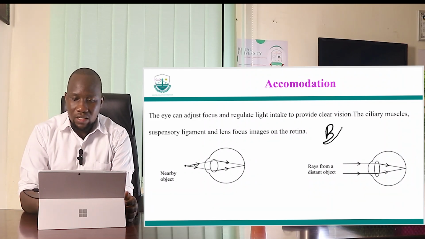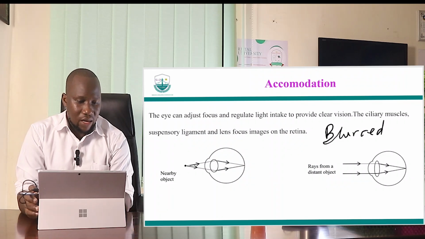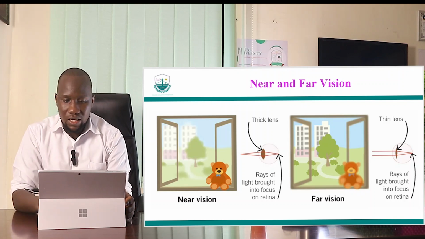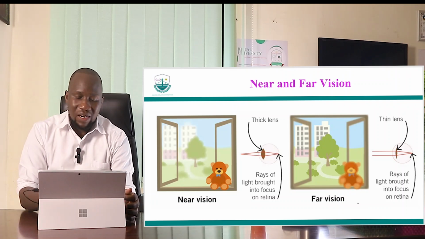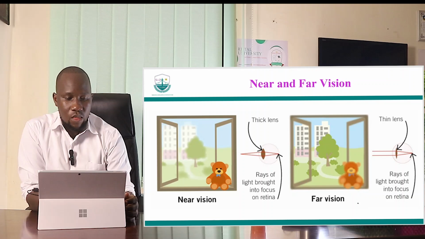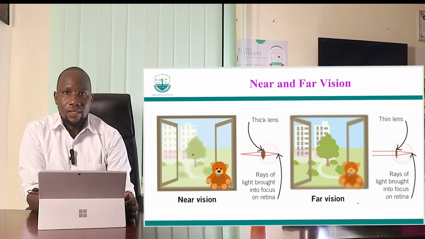So if I can write that word here. If you say a blurred image, that means that image is not clear. And maybe we can go to this slide here to get that picture. If you see this image here, you see this doll is not clear. It is actually a blurred image. Whereas in this image here for near vision, the doll is very clear, yet the tree is blurred.